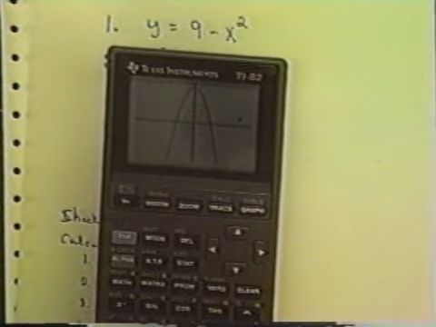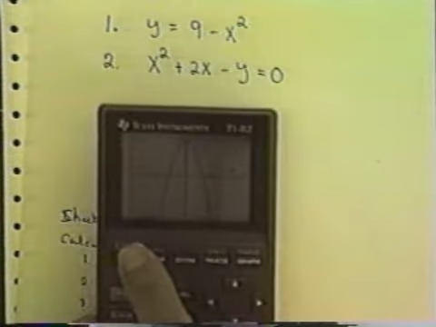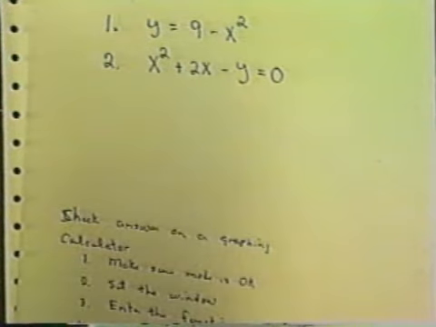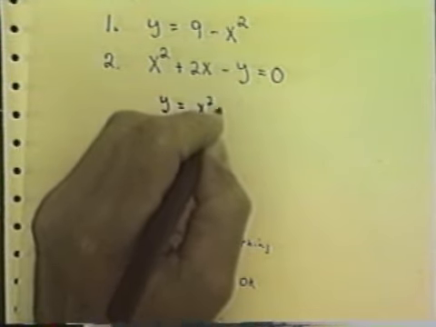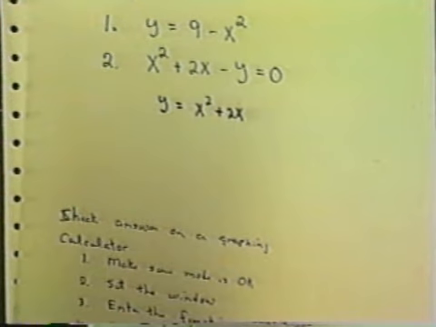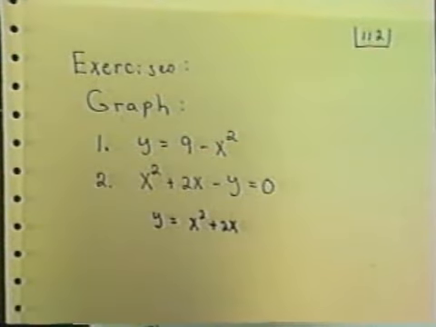Now look at yours. Does yours look the same? If so, you graphed it correctly. If not, you need to get help. Well, I'm going to leave you to do the second one yourself, except I will say that you have to solve for y before you start. To solve for y, you get y is equal to x squared plus 2x. Now graph y is equal to x squared plus 2x on the graphing calculator and see if you get the same answer that you did when you did it by hand.